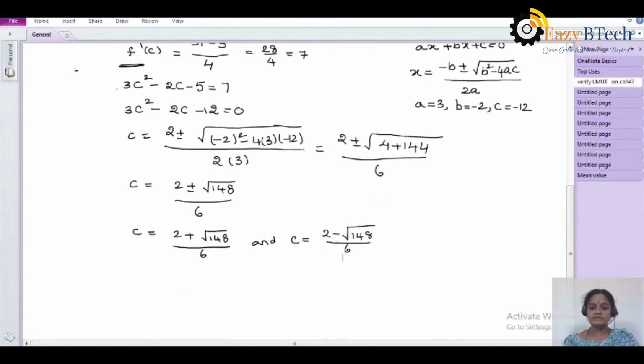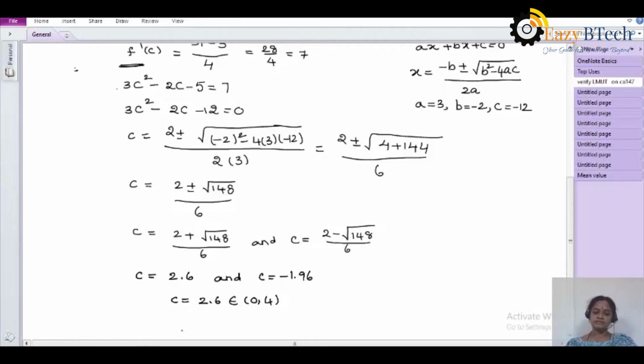By taking plus one value and by taking minus another value, here c is equal to 2.6 is one root and c is equal to minus 1.96 is the other value. And here the value c is equal to 2.6 belongs to the given open interval (0, 4), because our statement states that at least one element belongs to the interval. So hence Lagrange's mean value theorem, LMVT, is verified.